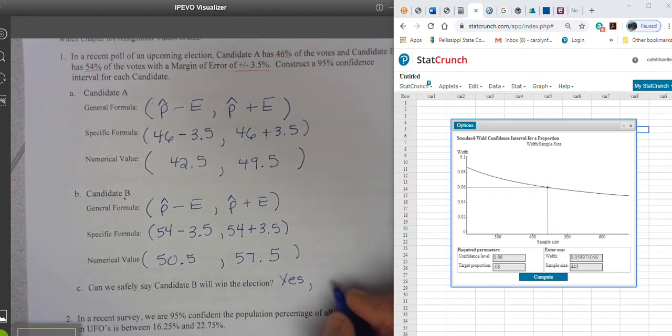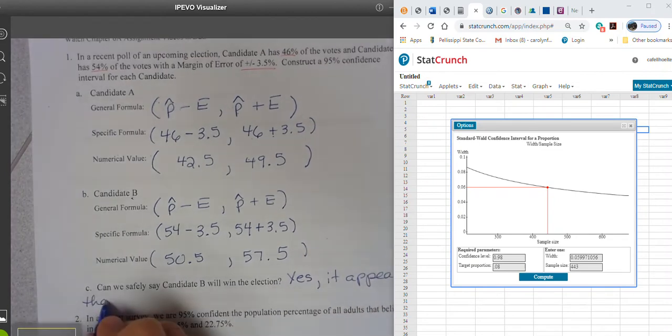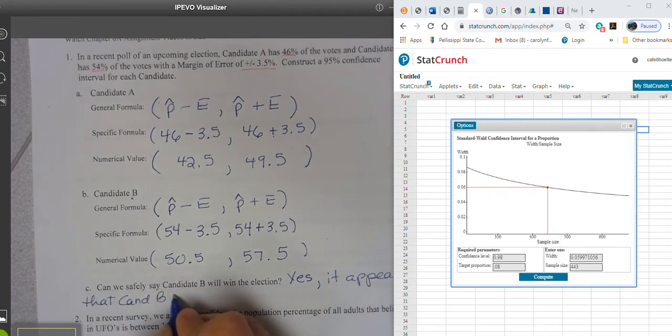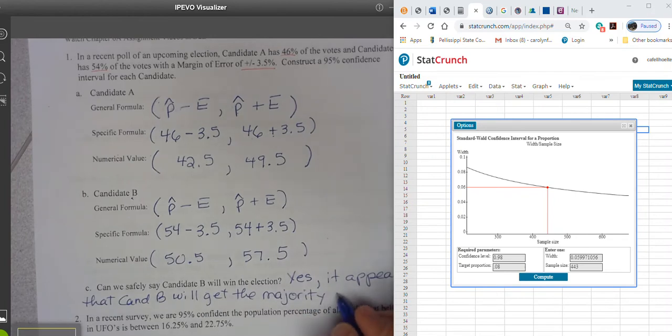So we would say yes, it appears that candidate B will get the majority, which is more than 50% of the vote.